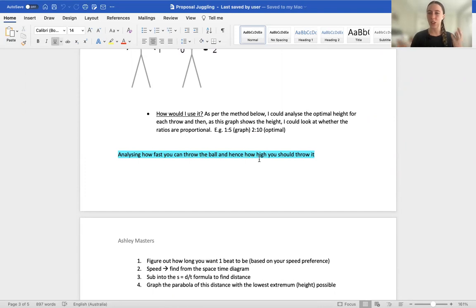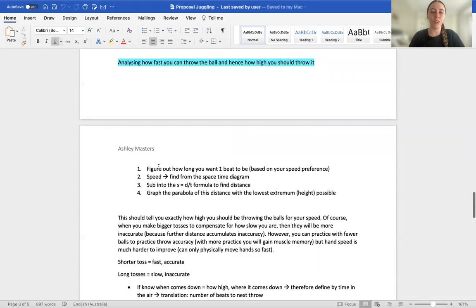Basically, when you're starting to juggle, you learn at first and you're super slow throwing the balls, but then eventually you can speed up. And so if you need to throw the balls slower, then you need to throw them higher, because you need to give yourself more time to have the ball in the air so that you can catch it more slowly. So I was like, oh, I'll figure out how long I want one beat to be, one change of the ball, change of the ball, change of the ball. I'll use the diagram to figure out the speed, and I'll sub it into this, and I'll do all of these things.